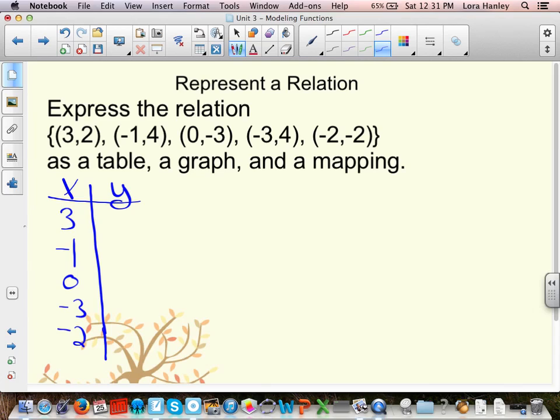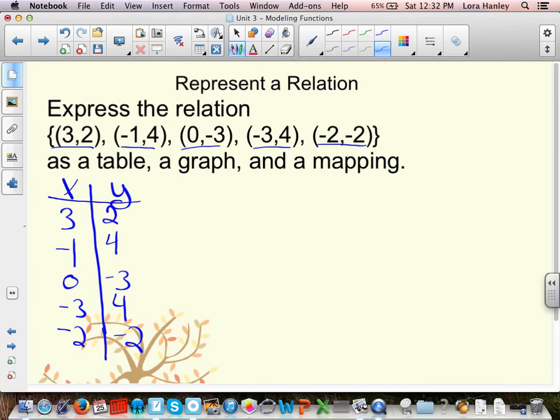When you do a table, you should see repeating values if you have those. We want to match up the y values that go with those. This first point is (3, 2), so next to the 3, I'll have the 2. (-1, 4), (0, -3), (-3, 4), and (-2, -2). So that would be my table.